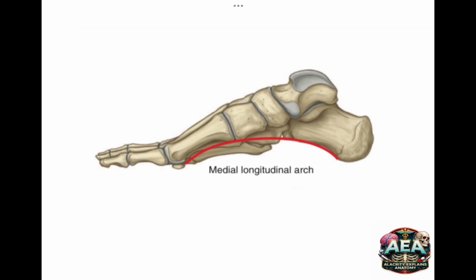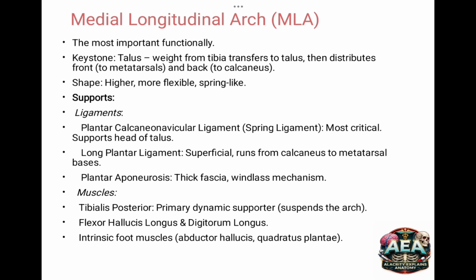So let's now look at the medial longitudinal arc. The medial longitudinal arc is the most important functionally. It has the keystone bone, which is the talus, responsible for weight. It transmits weight from the tibia to the talus, and distributes it to the metatarsals in front and the calcaneus posteriorly. The shape, it is higher. The medial longitudinal arc is higher. It is more flexible and it is spring-like.